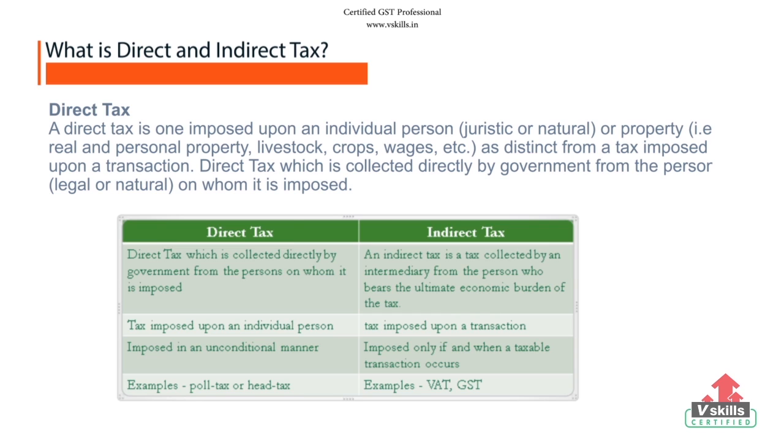Second, direct tax is imposed upon an individual person, whereas indirect tax is imposed upon a transaction. Direct tax is imposed in an unconditional manner, and indirect tax is imposed only if and when a taxable transaction occurs. Some examples of direct tax are poll tax or head tax, and some examples of indirect tax are VAT or GST.